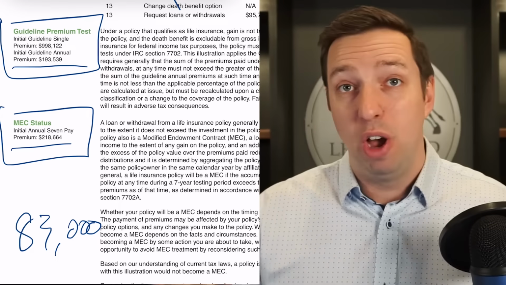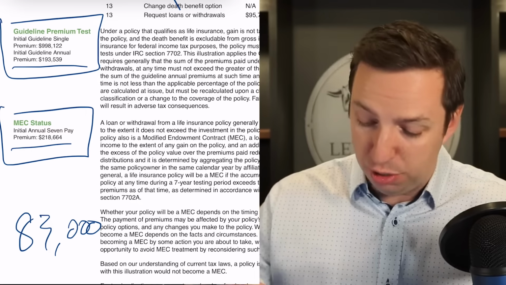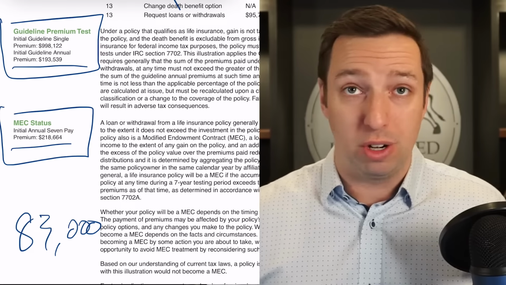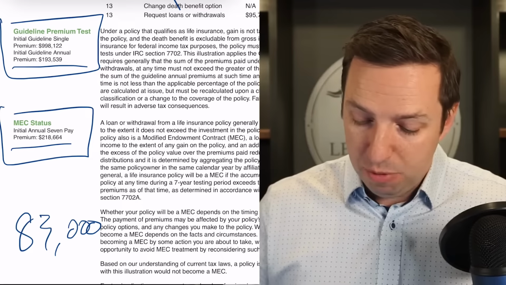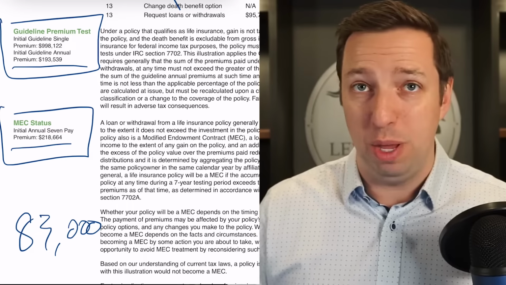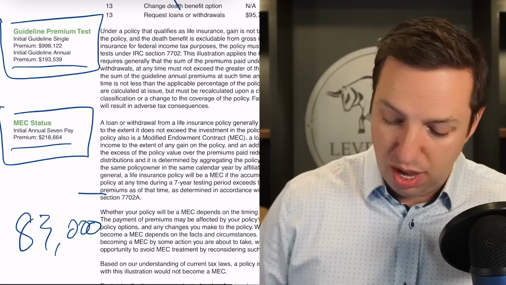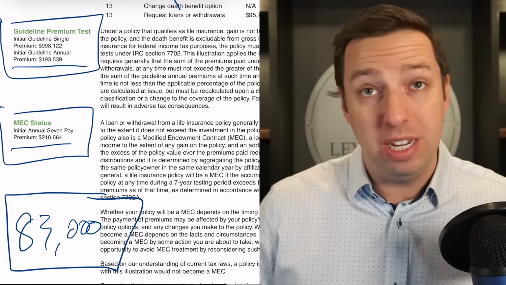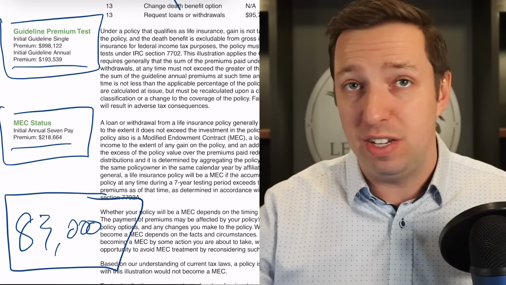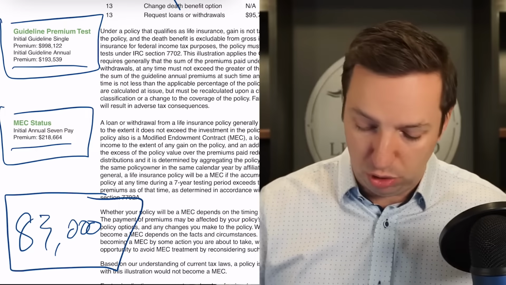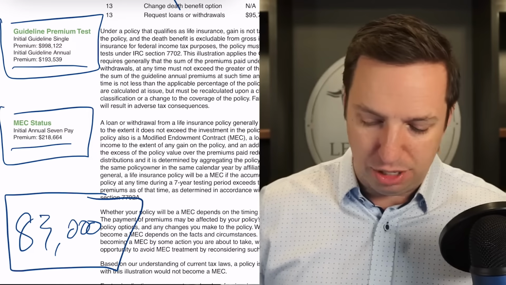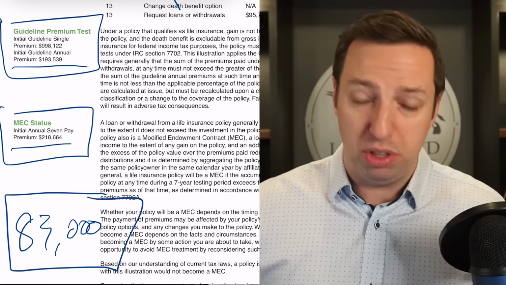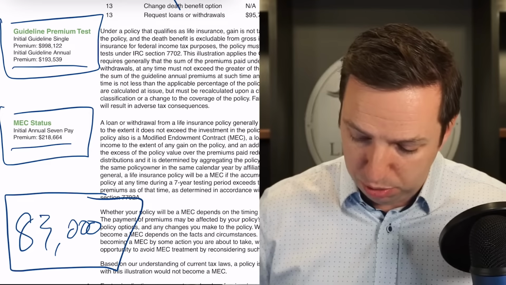So we have woefully underfunded this particular contract. Another way to say that would be, we don't need this much death benefit in order to house our $83,000 in premium. And if we don't need that much death benefit, it means we're paying fees that we don't need to be paying if the goal is maximum cash and income. So that's the first thing. We know that this death benefit is way too high for this particular premium.